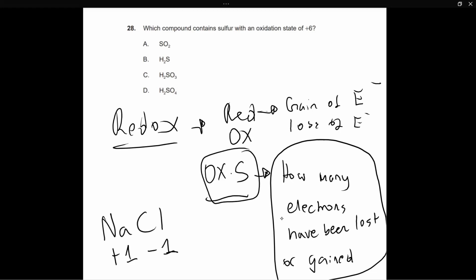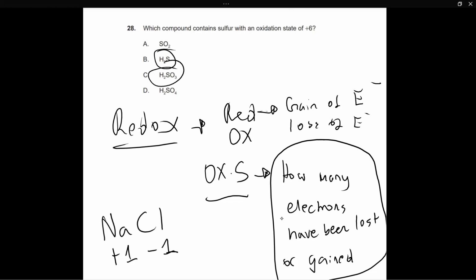An oxidation state looks at how many electrons have been lost or gained by an atom in a molecule. And in order to calculate the oxidation state in any molecule, whether it is covalent or ionic, we assume that the molecule is ionic. So we assume that SO2 is ionic, even though it's not, we assume it's ionic.